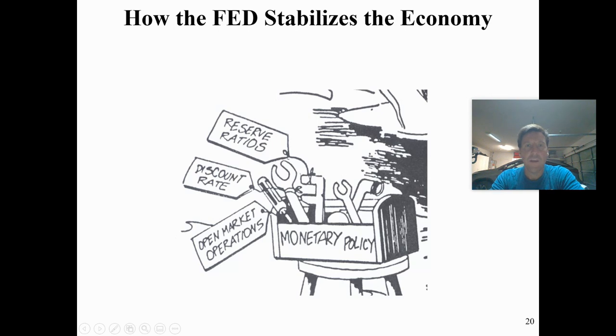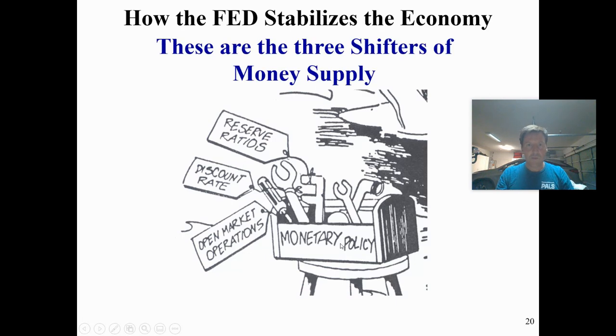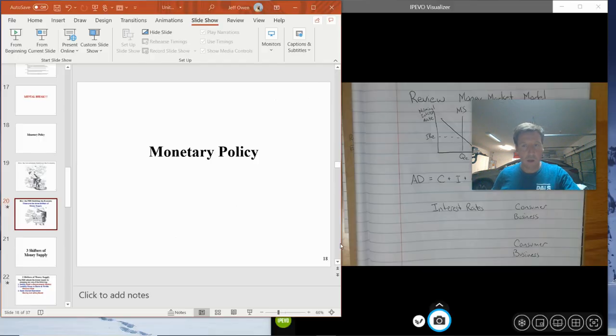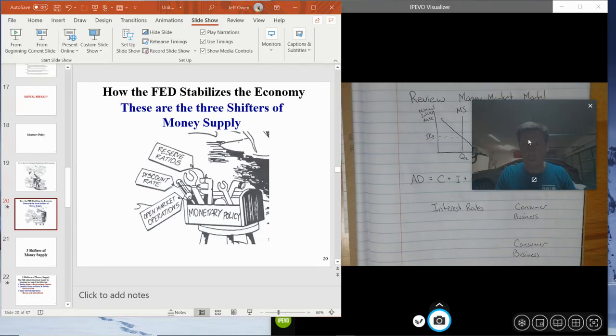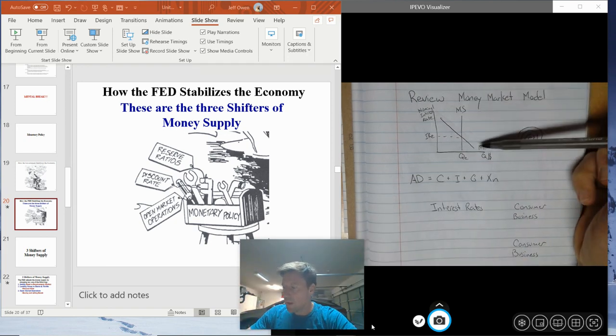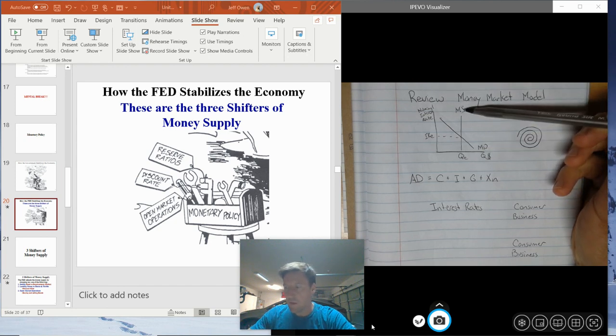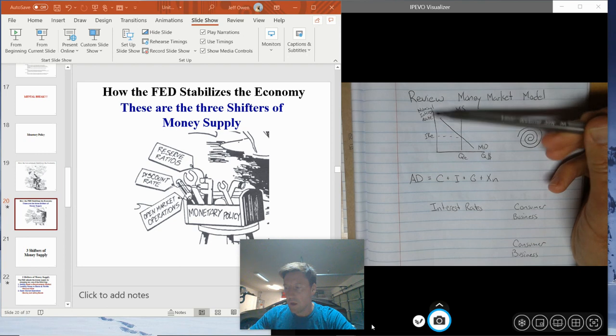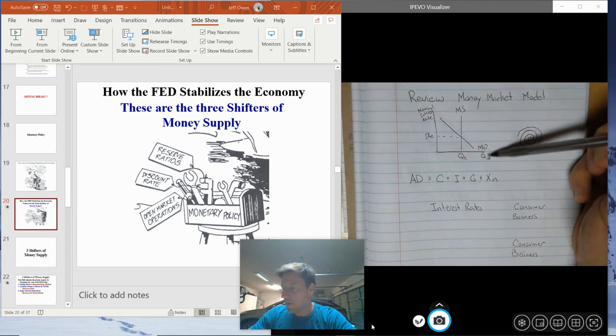So, how the Fed stabilizes the economy. And that's going to be the tool chest we're looking at today. So, these are going to be our shifters of the money supply. Last class, we looked at our money market model. And in our money market model, which is right up here, we were looking at the demand for money, money demand, money supply. We're looking at nominal interest rate and the quantity of money.